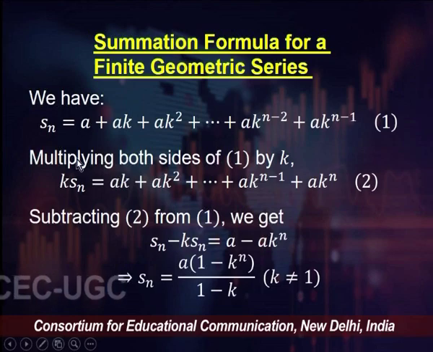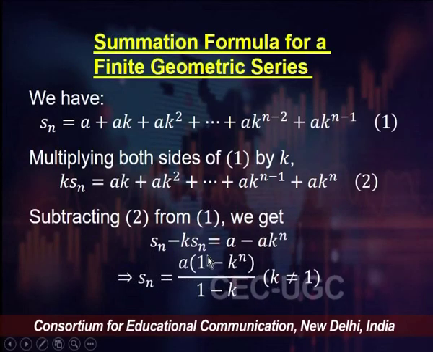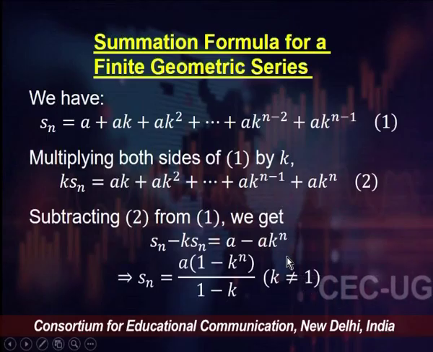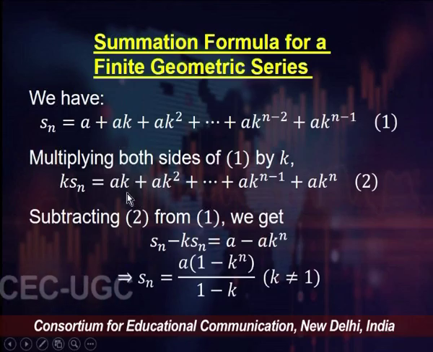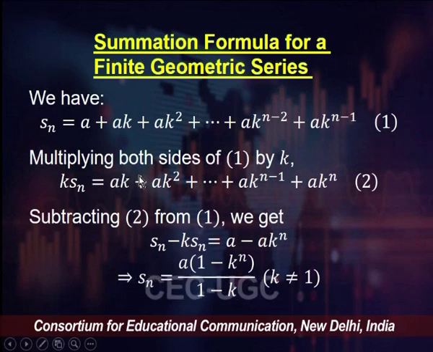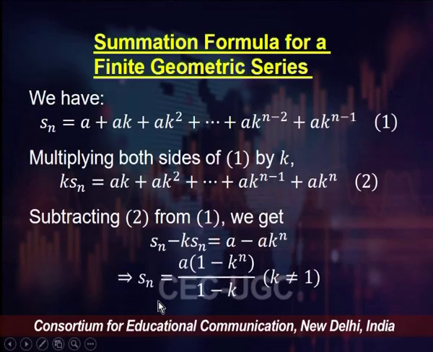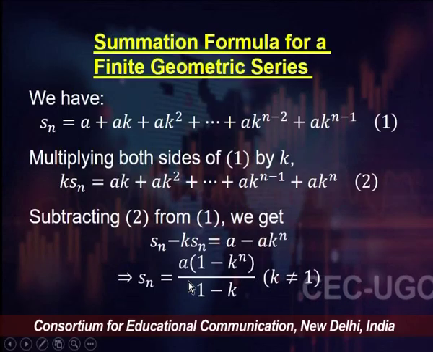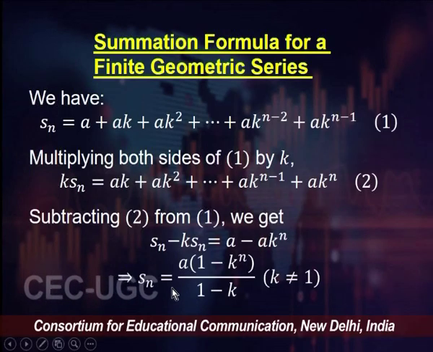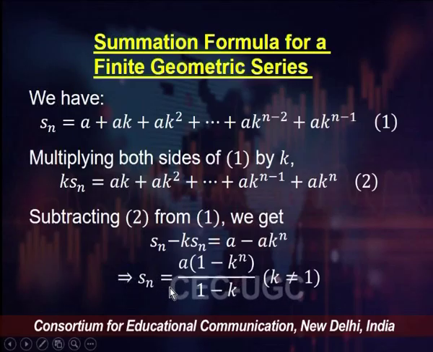And now if I subtract 2 from 1, I am going to get s sub n minus k times s sub n is equal to a minus a times k to the power n, because all the other terms will cancel. So a times k will cancel out with this a times k when you subtract the one below. Similarly, a times k squared will cancel out a times k squared below. So we get the expression for the partial sum s sub n as a times 1 minus k to the power n divided by 1 minus k, where k can't be equal to 1 because division by 0 is not defined.